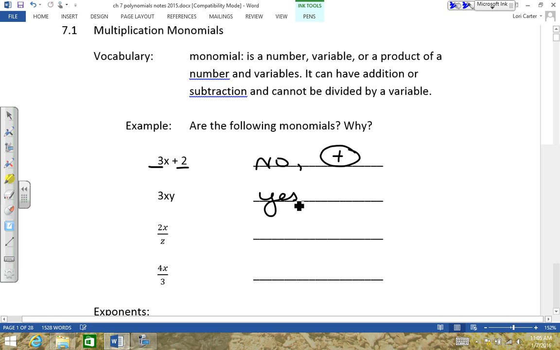So that's a yes. 2x divided by z. No. Why? Because it's divided by a variable, z. I can't divide by a variable. 4x divided by 3. Yes. Why? Because it's divided by a number. You can divide 4 by 3 and get a decimal, because 4 divided by 3 could be 1.3 repeating, right? Good.